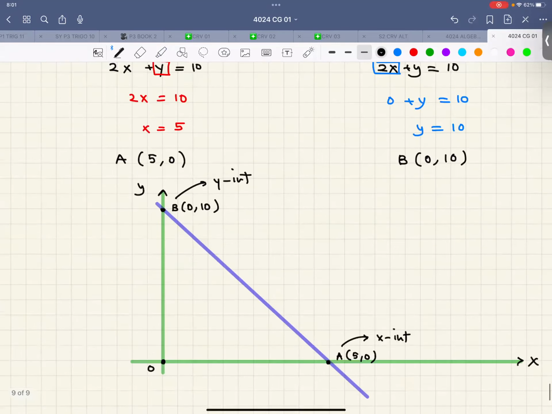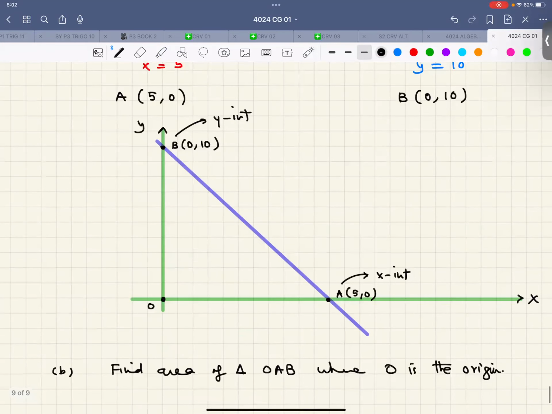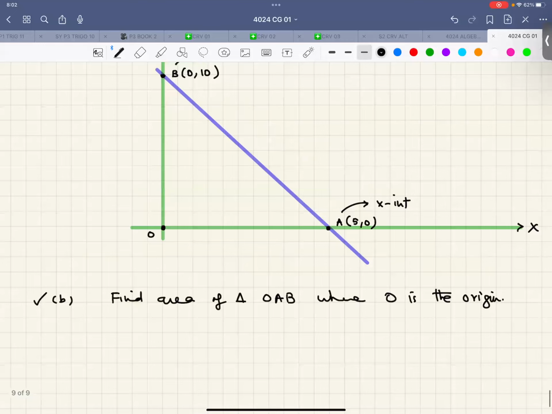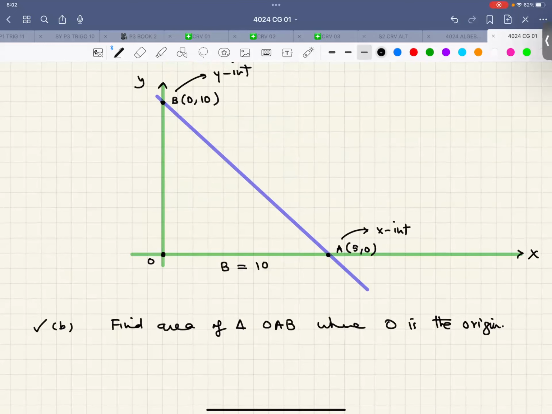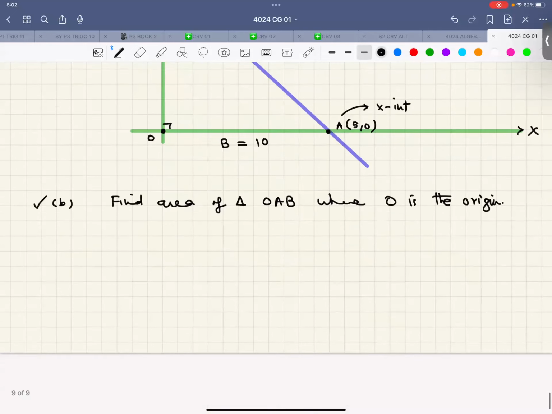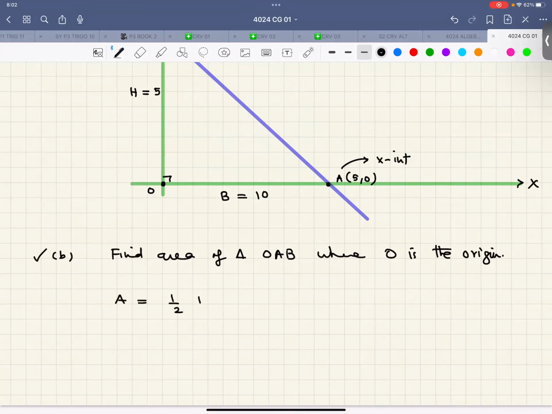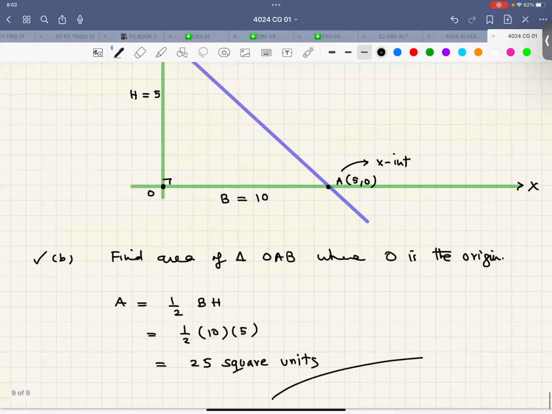Now, why have I drawn this diagram? Because for part B, we need to find the area of this triangle. What is the base? I can see that it is 10 units. What is the height? That is 5 units. It's a right angle triangle, so the area is half base into height. That is half into 10 into 5, which comes out to be 5 into 5, which is 25 square units. That is the answer for this part.